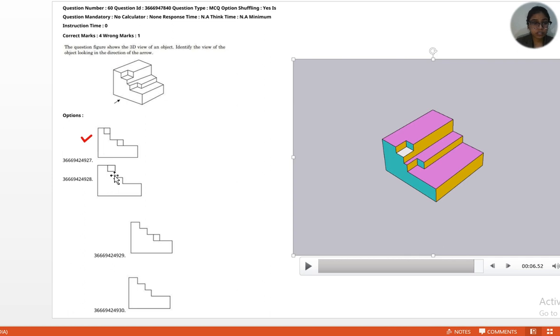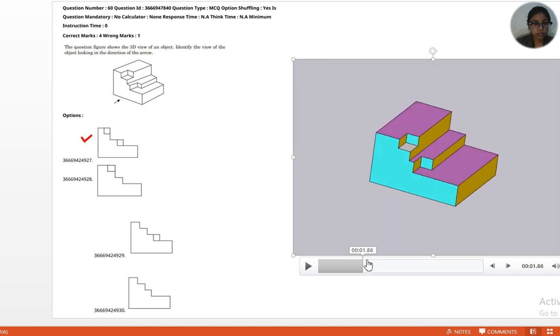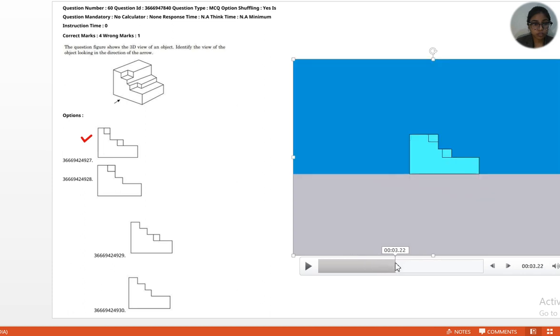In B, what they have done, they have only represented the upper part, so not the lower one. So this is also neglected. Next we have option number A, you can see they have correctly positioned the two boxes which are at the back, as you can see in the image. See how it is getting transformed. So that's why option A is your correct answer.